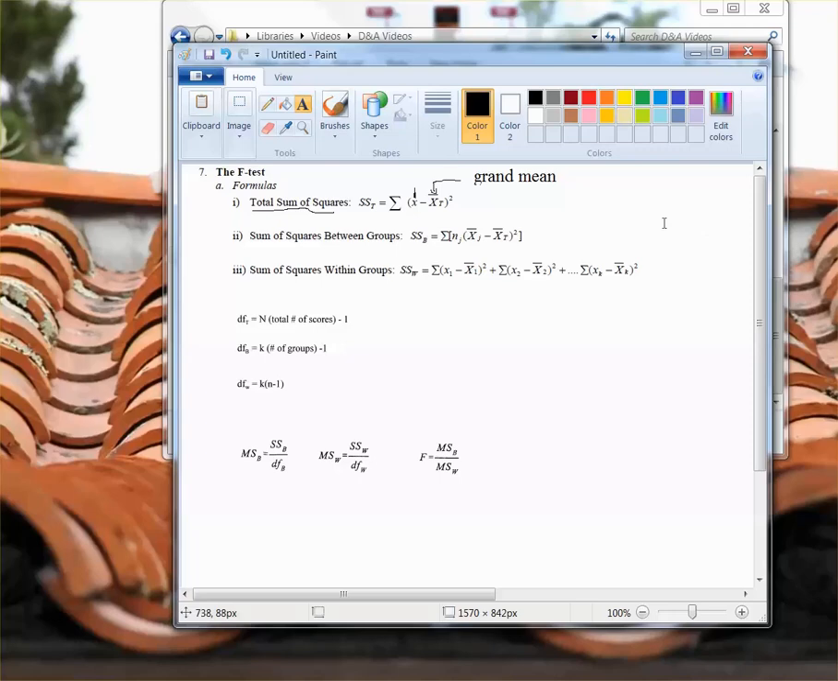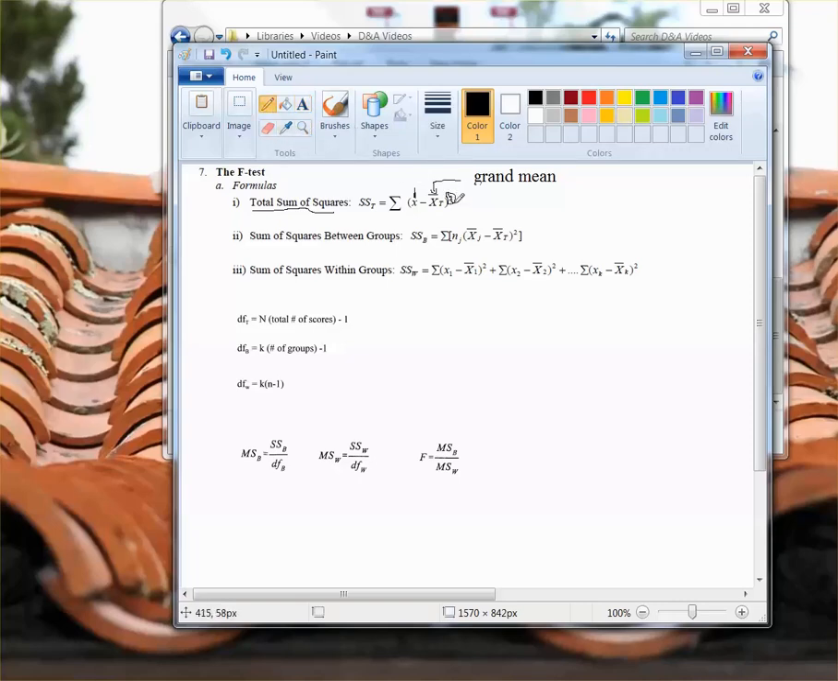The grand mean is just a term to represent the mean of all of our data. So the way you would get this is if you have three groups of data, you would add up all the scores across all three of your groups, divide by the total N, total number of scores. That's going to give you the grand mean. And what we'll do is take each score, subtract it from the grand mean to get the variation there, how each score varies from the grand mean.